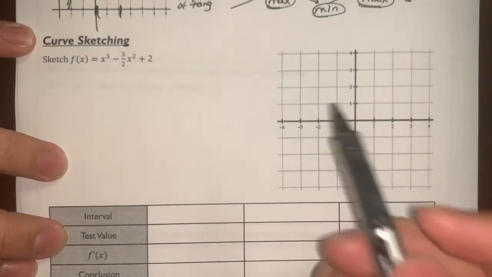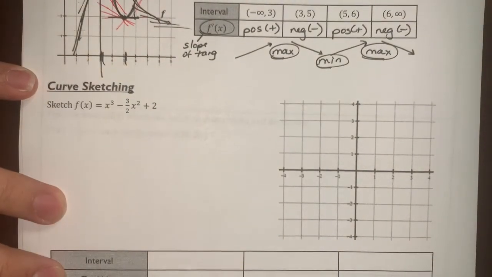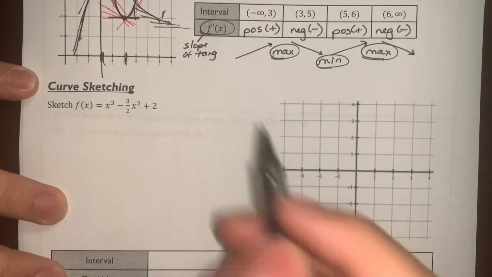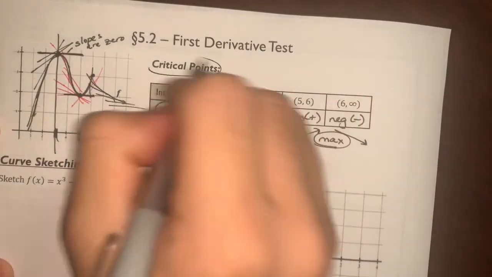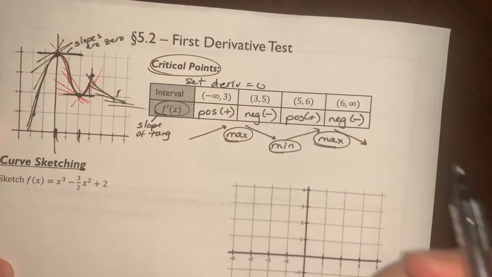So, in order to determine increasing and decreasing intervals and maximums and minimums, the first thing you always do is figure out where the critical points are. So as far as critical points, you have to set the derivative equal to 0, right?